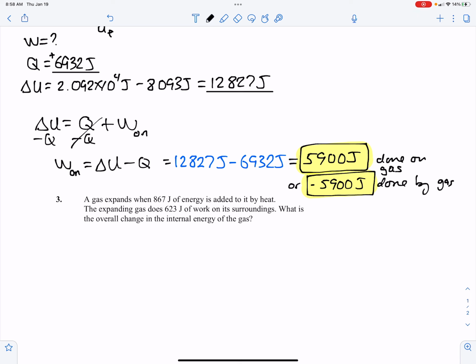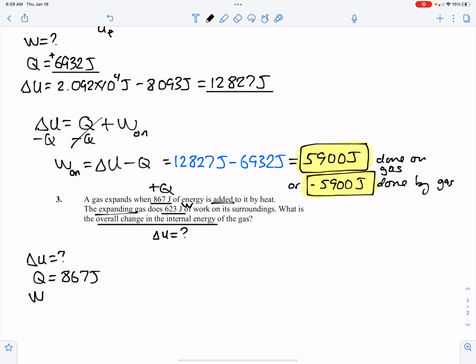Question number 3. When 867 joules of heat energy is added, so there's our positive Q, to the expanding gas, this time we are told that expansion happens. So the expanding gas does 623 joules of work. What is the overall change in internal energy? We're looking for delta U. So delta U is the unknown. Q is 867 joules of heat added. The work done by the gas to expand against its surroundings is 623 joules of work.